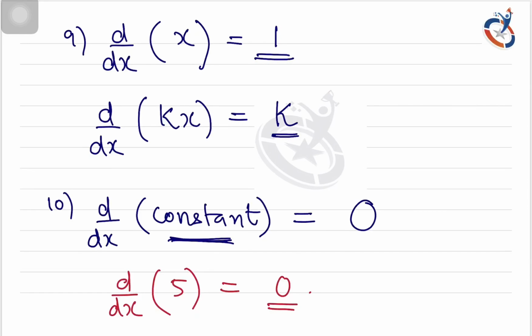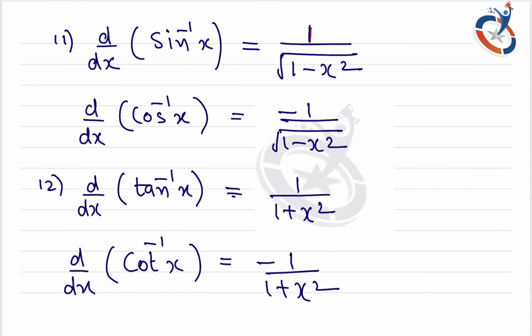2x आया तो 2, 3x आया तो 3, 4x आया तो 4. So kx का derivative आया तो it's going to be k. And if you have only constant, no x term, then the derivative is equal to 0. For example, phi ka derivative is 0. Clear? Then you had inverse functions.